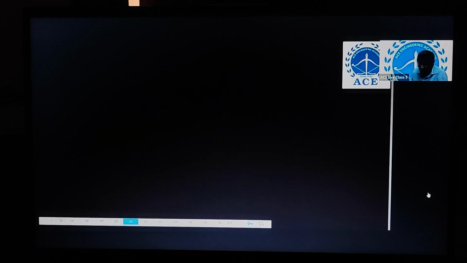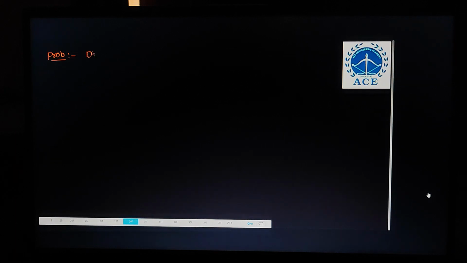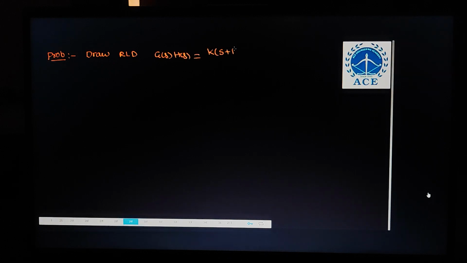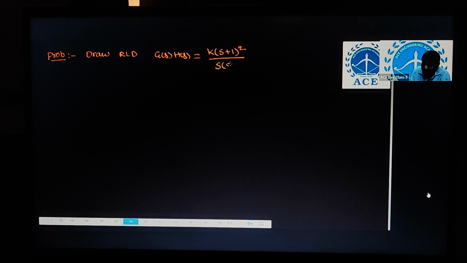Next, one more last problem, 2 minutes, so that this conclusion will complete. I'll do some problems, homework you do it. Root locus diagram: K into (S plus 1) whole square by S into (S plus 2).